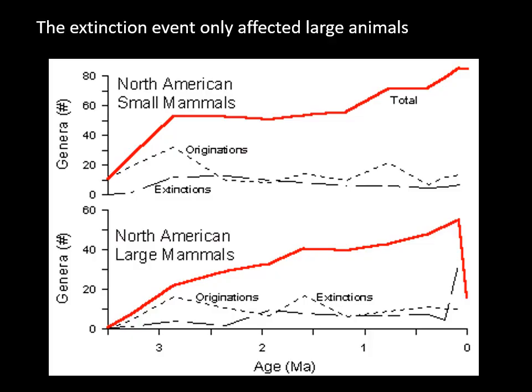So if we look at the number of genera over time, going from about 3.5 million years ago to today, in the upper portion of this graph, you can see that the number of small mammals in North America continues going up as we go from 3.5 million years ago to today. If we look at our large mammals in North America, our megafauna, they also continue going up until we get to about 10,000 years ago, and they drop. So this is a very selective extinction. It's only affecting just this large megafauna. So we're really looking just at this point.